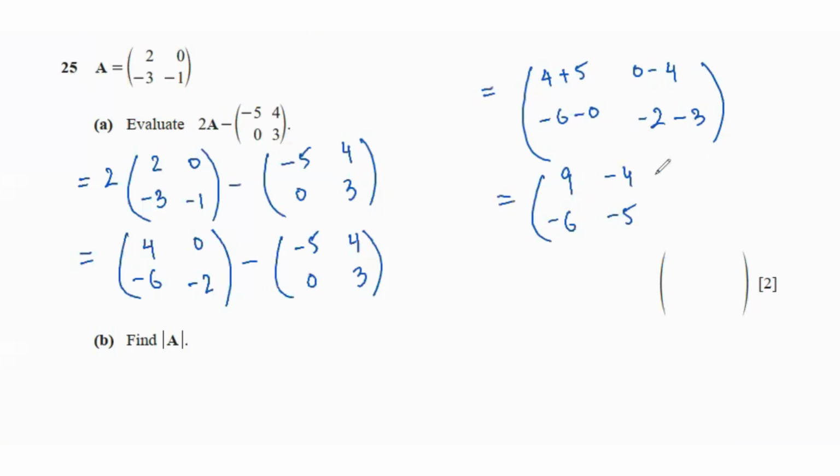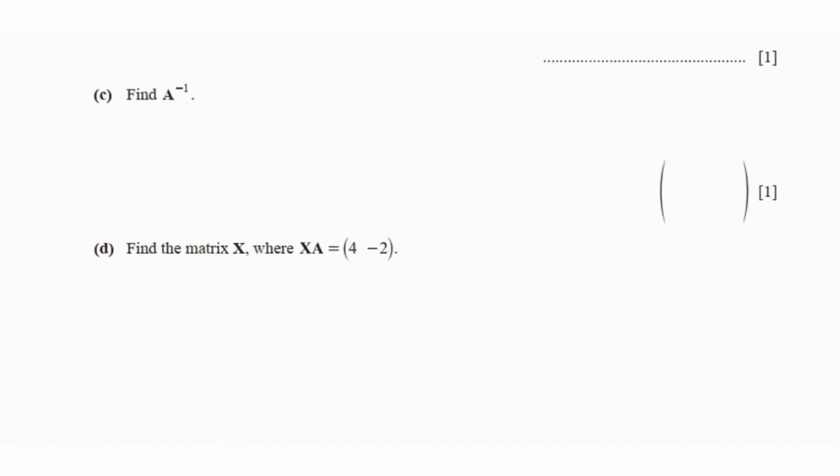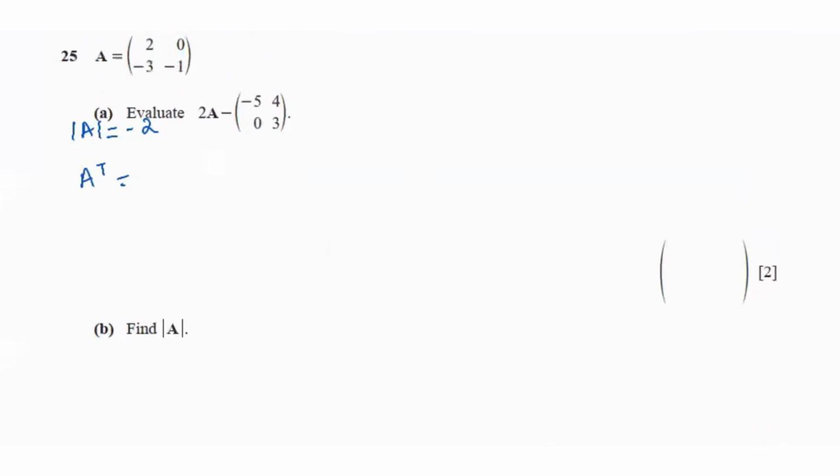That is your answer. For the determinant, we will do 2 times negative 1 minus 0 times negative 3, which is going to be negative 2. C says find the inverse. So we know that the determinant is negative 2. You need to find the transpose. The transpose is going to be negative 1, 2, negative 0, 3.